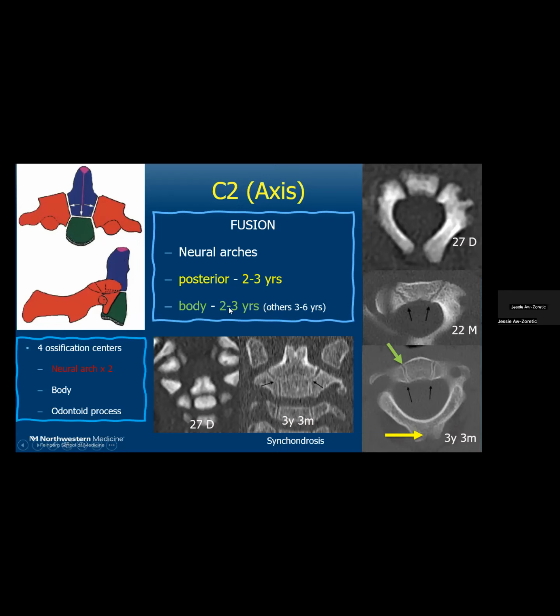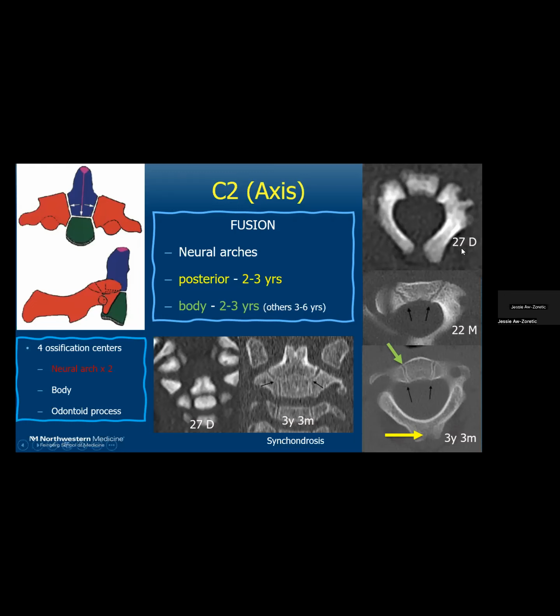Now, the fusion of the neural arches, again, posteriorly occurs at 2 to 3 years of age. And then also the neural arches will fuse with the body by 2 to 3 years. There is literature out there saying 3 to 6 years, but I like to have this as a general simplified rule to make it easier to remember. And here's just illustrating what the C2 looks like in various stages of life.